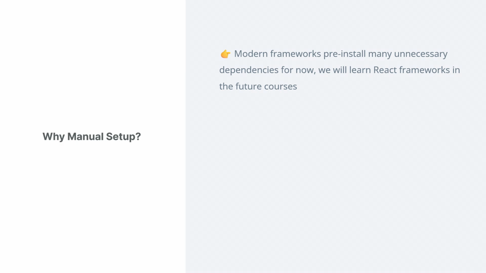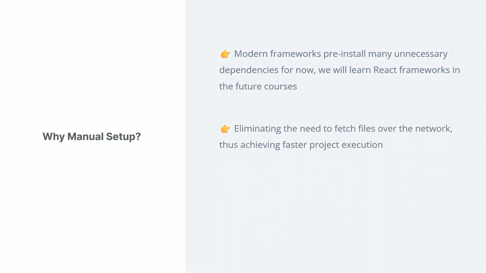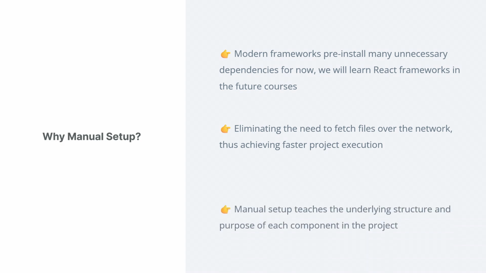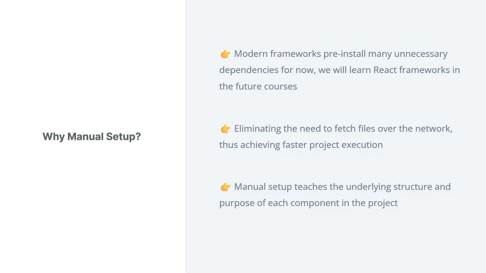So, in this lesson, we'll attempt to manually create a React project step by step from scratch, without importing these three library files from the internet. Instead, we will set up a local project, eliminating the need to fetch files over the internet, thus achieving faster project execution. Through this manual setup, we can truly understand the purpose of each file in the project rather than just knowing how to use it without understanding why.